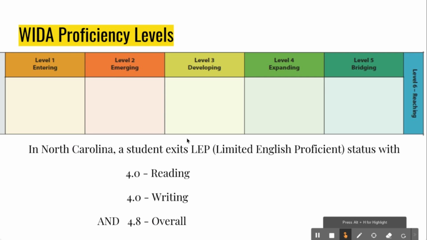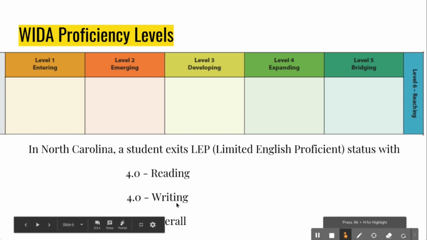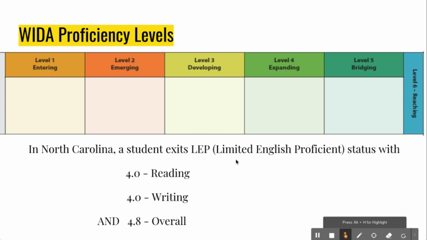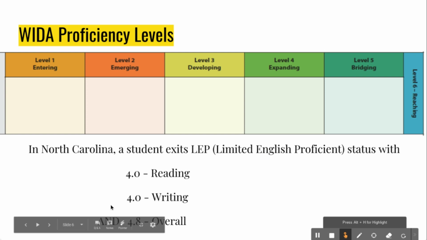The WIDA proficiency levels range from level 1 entering all the way to level 6 bridging. In North Carolina, a student will be considered fluent if he or she gets a 4.0 in reading, 4.0 in writing, and a 4.8 composite or overall. These three have to be done in the same testing year. So if a student gets a 3.9 in reading one year, but meets the other two criteria, and then the next year makes higher than a 4.0 in reading, but then the writing drops, they will not exit until they get all 3 of those in one testing year.